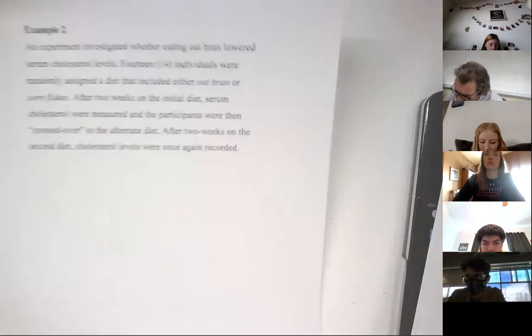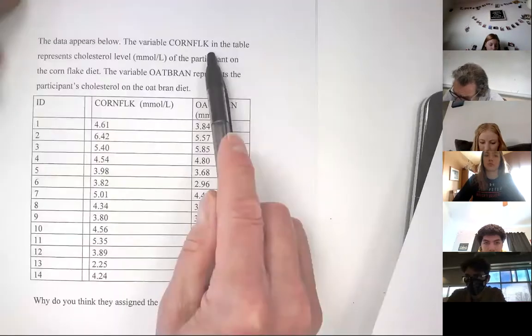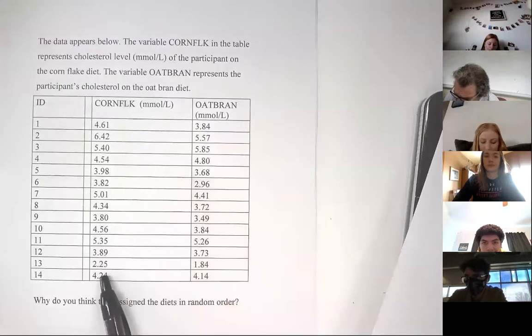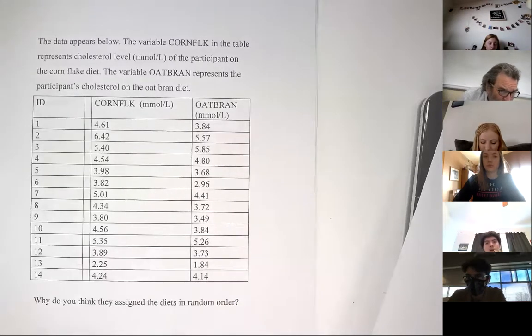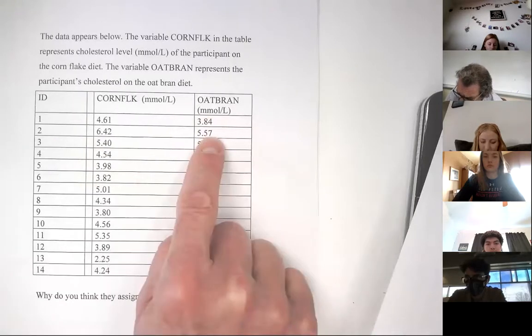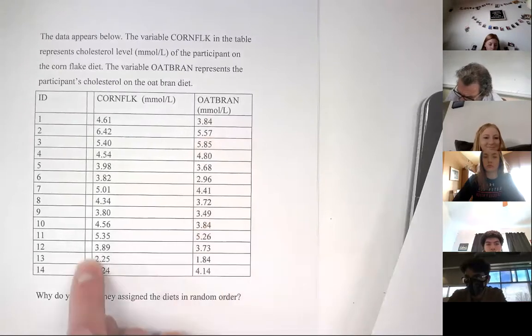It says here, the data appears below. The variable cornflake in the table represents cholesterol level of participants on the cornflake diet. I stole this from somewhere. I think these numbers are legitimate. The variable oat bran represents the participants' cholesterol level on the oat bran diet. Same person. Cornflakes, oat bran. We didn't keep track of which came first. Some of them had oat bran first, some of them had cornflakes first. We don't know which is which here.